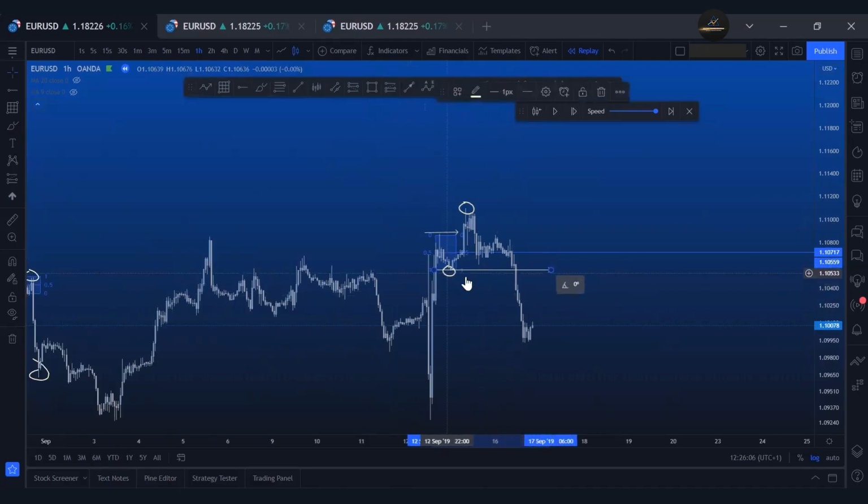So again, took out structure. What was the previous leg down that took out structure? It was literally this leg up, took out structure. So this is the most relevant banker block right there. So that's where price is likely to reverse from.